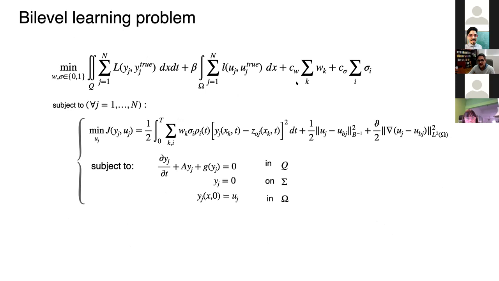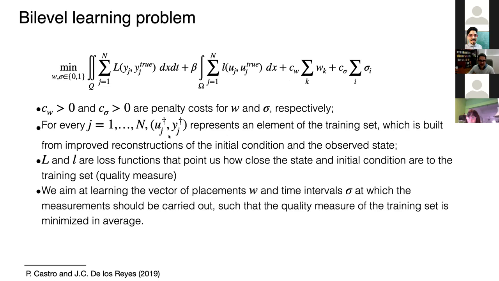And we add some costs to these terms just to penalize the location of each one of them. And the problem, of course, or the lower level, is the 4D-Var problem, and this is the source of many difficulties there. So what we do is, as I mentioned, we consider some penalty costs, the training set, some loss functions, which may be different for each one of them.